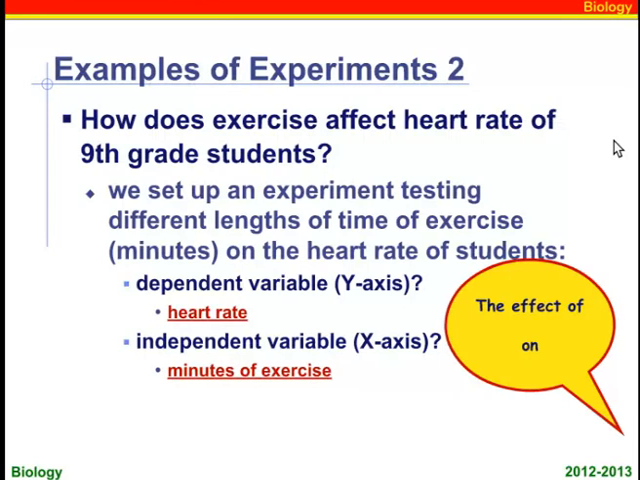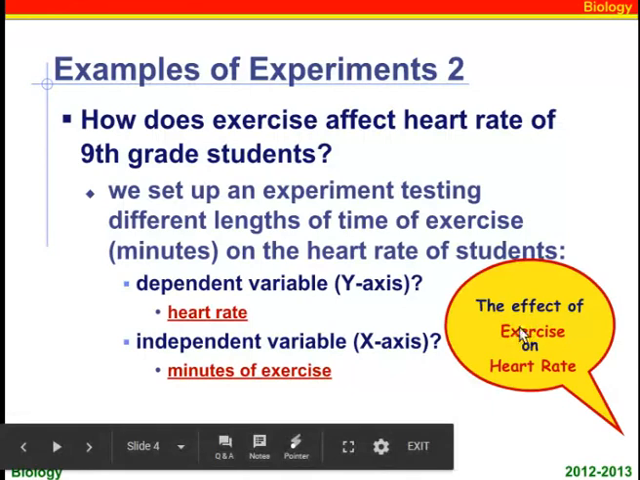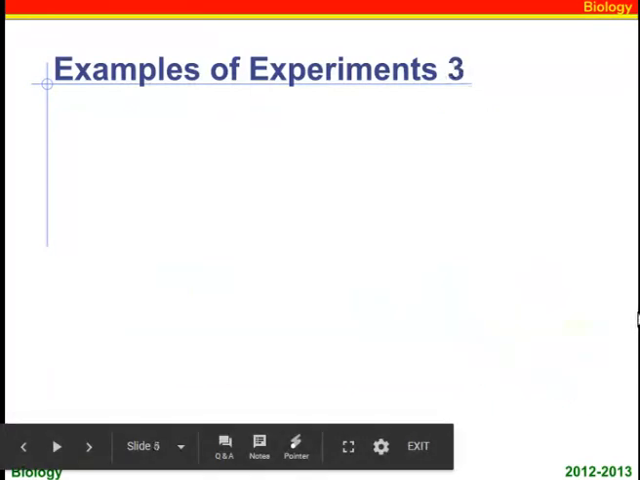So when we title our graph, we're going to title it this way: the effect of exercise on heart rate. Notice again, it's the effect of the independent variable on the dependent variable, or what we're measuring.